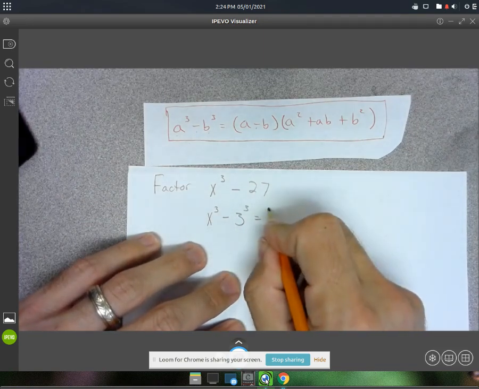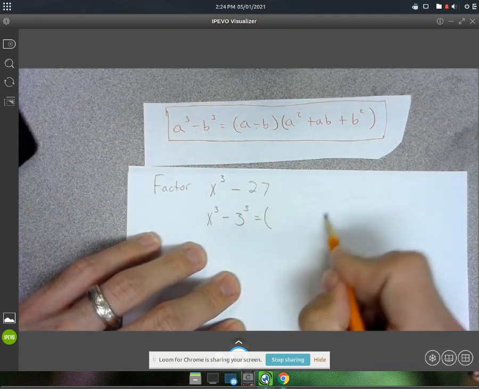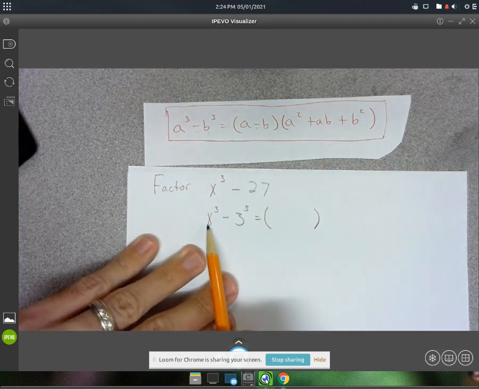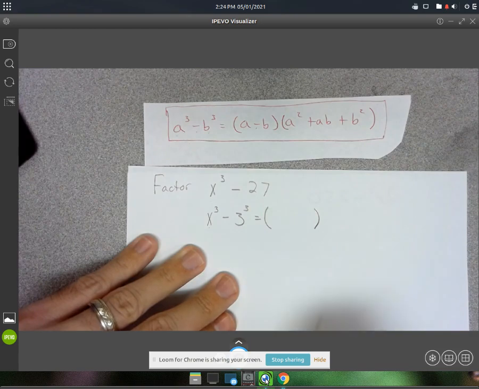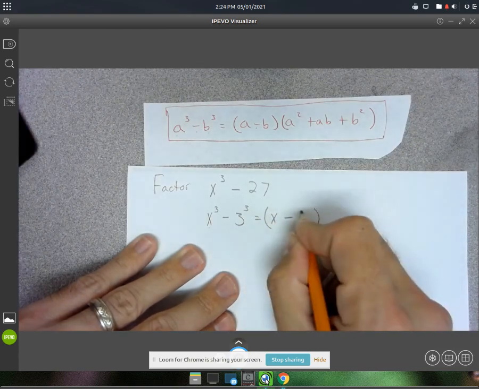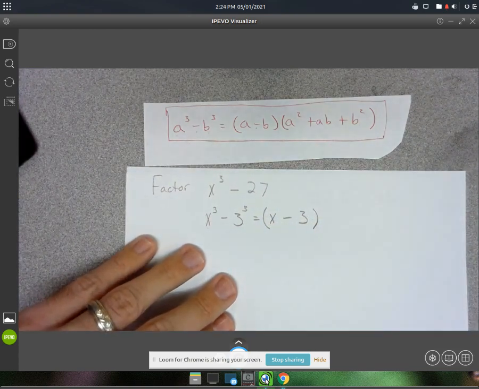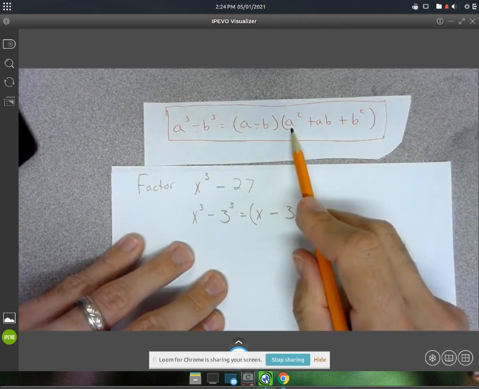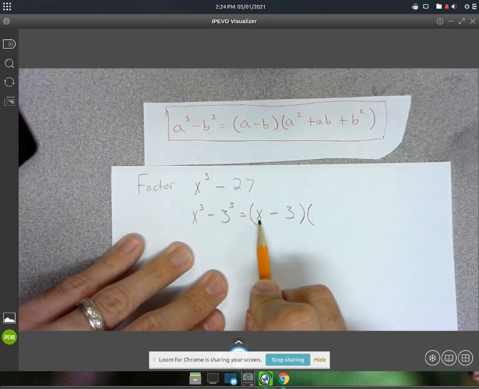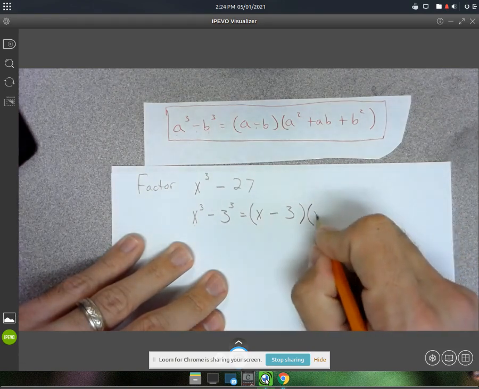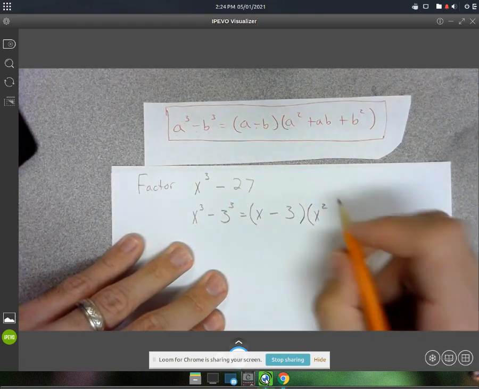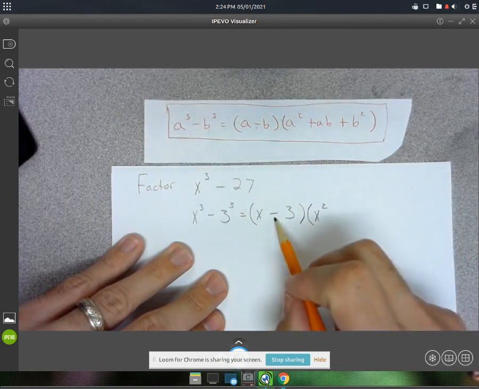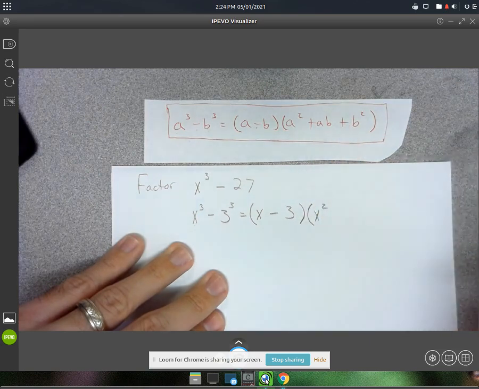All right, so the way it's going to start is we're going to have a minus b. So here that's going to be x minus 3. Not too bad. And then the next term is an a squared. So that's going to be this term squared, x squared. And keep your signs in mind here. The first one was a minus, and the next two are going to be pluses here.